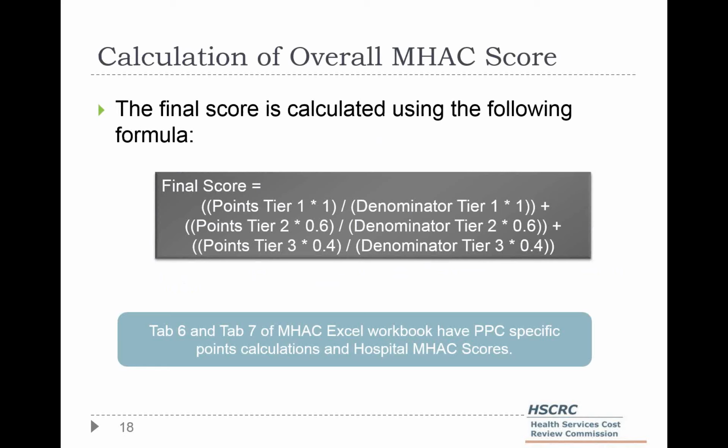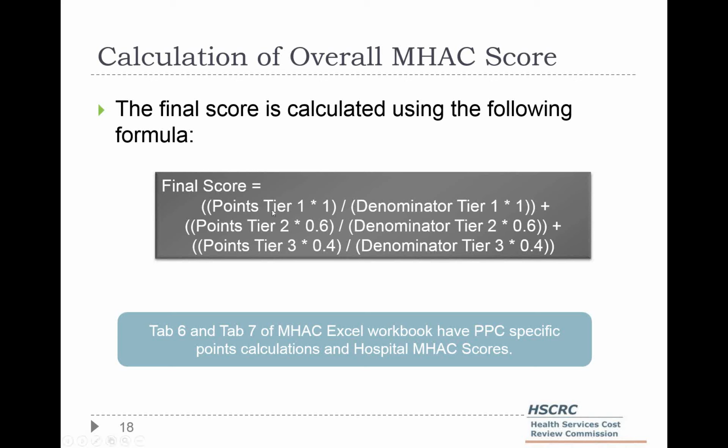So this slide tells you how to calculate a hospital's final score. So what you do is you essentially take the points for all PPCs in Tier 1, you times that by 1, because this is, again, weighted at 100%, and you divide that by the number of possible points in Tier 1, or the denominator, and you again multiply that by the weighting, which is 1. So in this case, there are 20 PPCs in Tier 1, so the denominator, or the possible number of points, is 200, 20 times 10, the maximum number of points for each PPC.